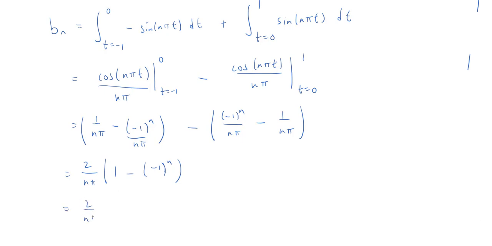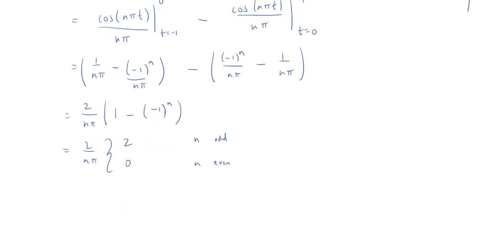So let's see, we have 2 over n pi, and then when n is odd, what happens? When n is odd, I get negative 1 to an odd power, which is negative 1. 1 minus negative 1 is 2. So I get a 2 in that case. When n is even, now this becomes negative 1 to an even power, which is 1. 1 minus 1 is 0. So I get a 0. And so in total, I have 2 cases. In the first case where n is odd, I have 4 over n pi. So that's where n is odd. And in the second case where n is even, I get a 0.